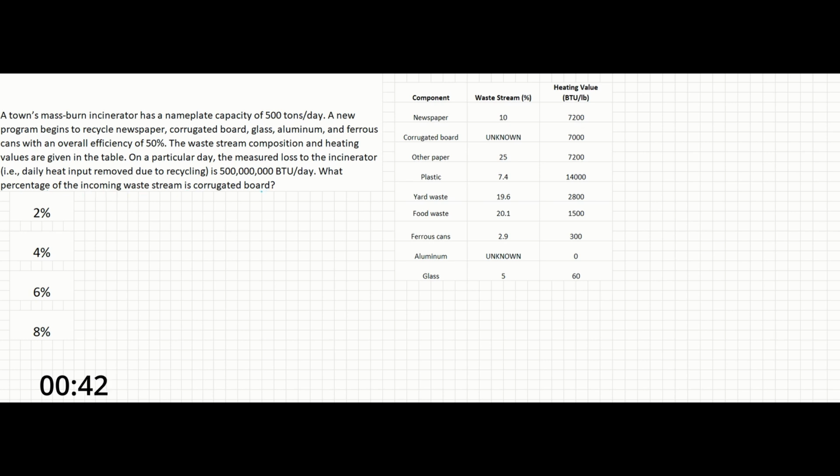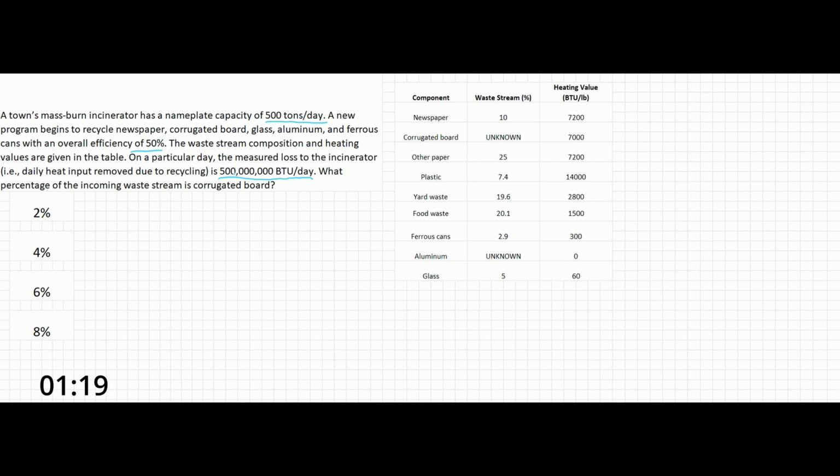So in this problem, we are given a few things to start with, none of which has to come from a reference manual. We know the capacity of the incinerator is 500 tons per day, and that half of this capacity is now being recycled for a specific set of items in the table. We also know the total heat loss to the incinerator, aka the total amount of items being recycled, expressed in BTU per day.